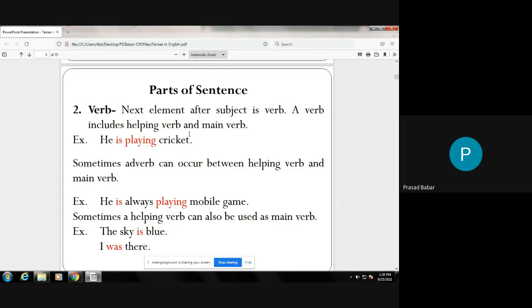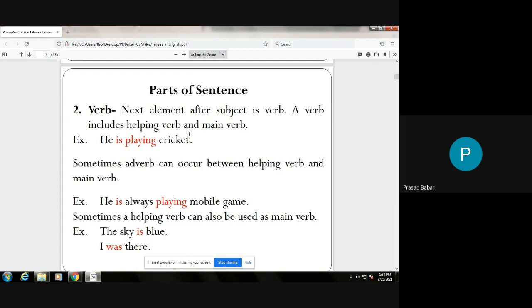So am, is, are, was, were, do, does, did, have, has, had, may, might, must. These are the helping verbs or supporting verbs. And main verbs are the verbs that we use as a separate verb, or they may be used in connection with the helping verb. Okay, so let's see the example.